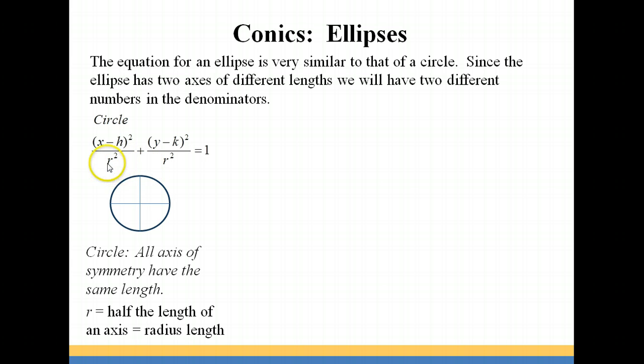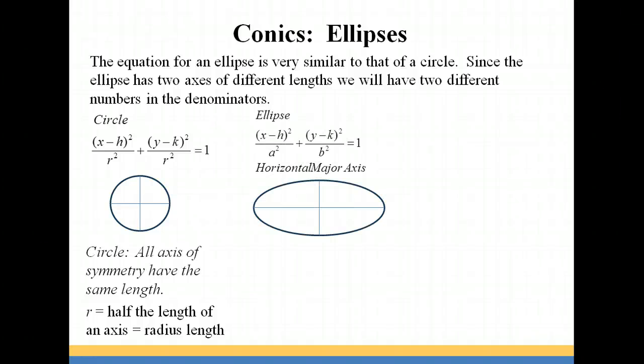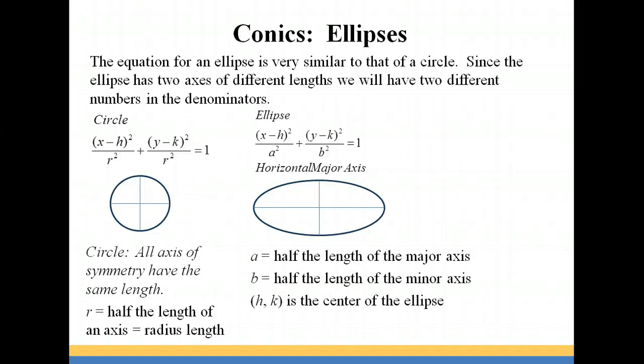Now, the reason that these r's are exactly the same underneath the x term and the y term is because all the diameters or lines of symmetry for a circle are the same length. But with an ellipse, the lines of symmetry have different lengths. So the adjustment that we're going to make here is to put two different numbers under each term: one that helps us find the length of the horizontal axis and one that helps us find the length of the vertical axis. Now this equation is for when we have a horizontal major axis, so a is going to be our greater value and b is going to be smaller.